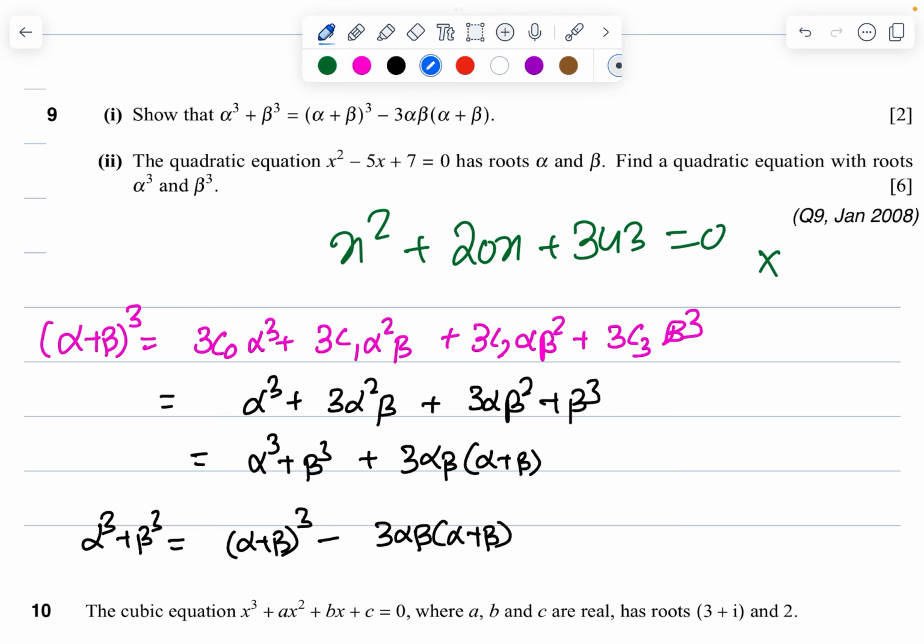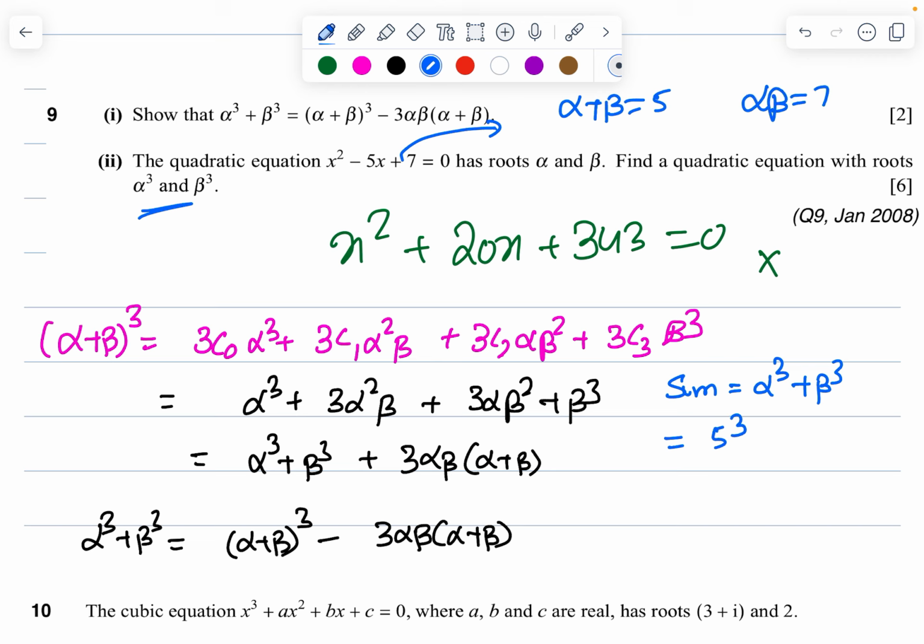Now coming to part 2. Find a quadratic equation whose roots are alpha cube and beta cube. First of all, I'll find the sum of the roots, alpha cube plus beta cube, which is nothing but what? For this equation, the sum of the roots is 5 and the product of the roots is 7. So it becomes 5 cube minus 3 times 7 times 5, which is the sum of the roots, going to be 20.